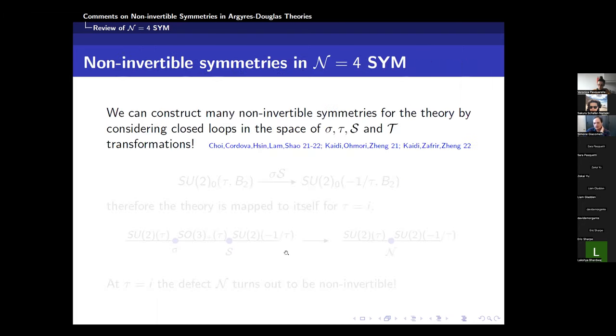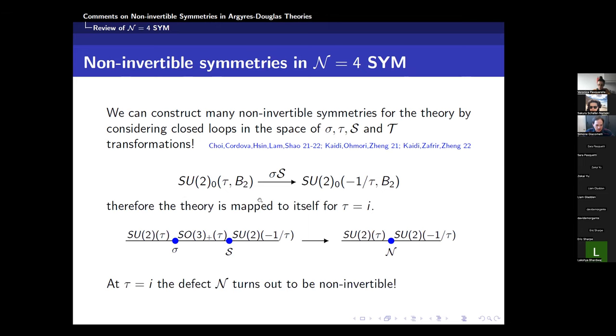Okay, in this system, we can construct a lot of non-invertible symmetries, essentially by considering closed loops in this diagram, so combining sigma, tau, S and T transformations. This was discussed in these four papers. Just to give an example, let's consider the simplest one. We start from SU(2) at some coupling tau, and we include our B2 background gauge field. Now, if we perform an S transformation, SU(2) is mapped to SO(3)+, and tau goes to minus 1 over tau.